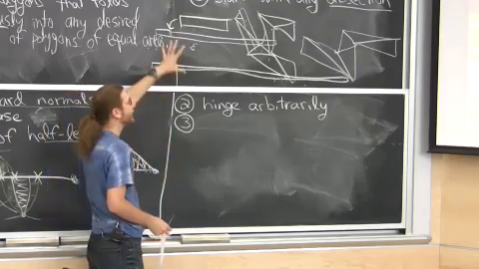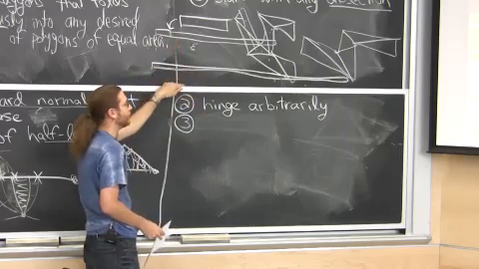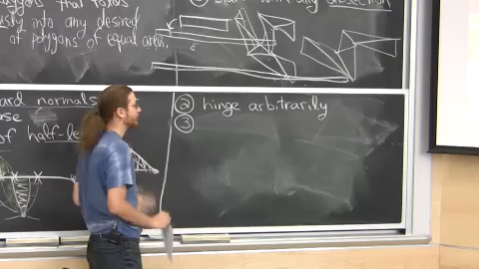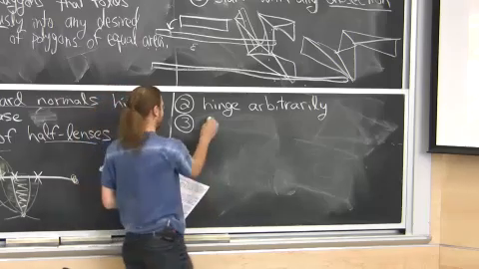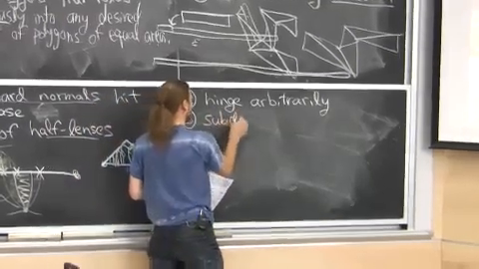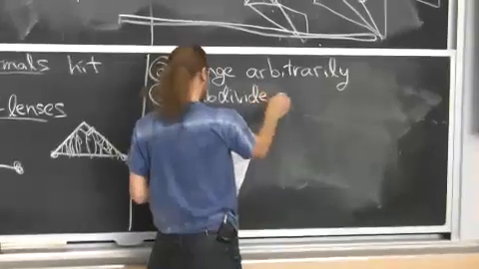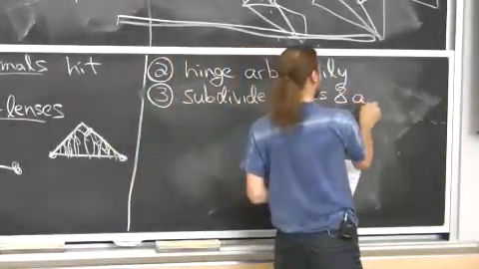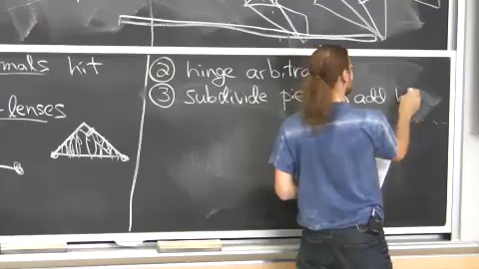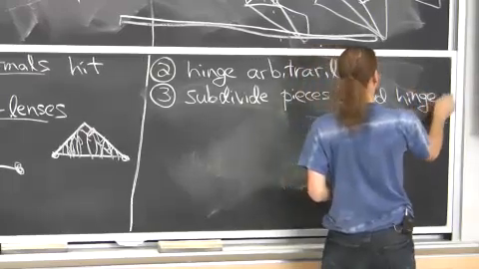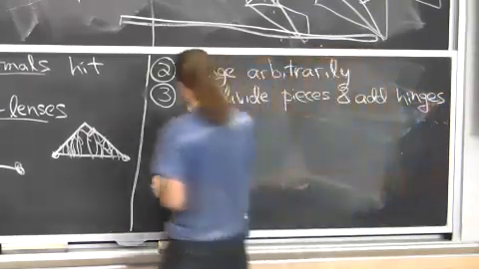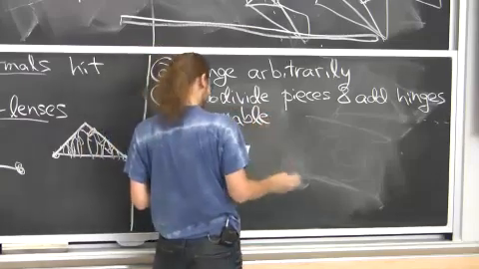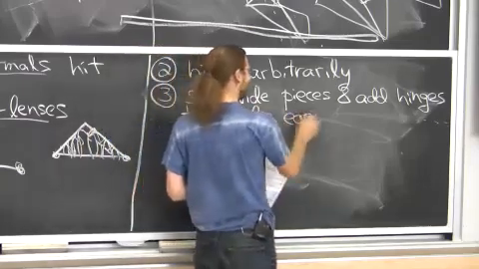So instead of trying to make it all work hinged all the way, we just let it not work and then fix it. Great idea. The way we're going to fix it is by subdividing the pieces, which will mean we have to add more hinges. And step 3 is do this to make it work.